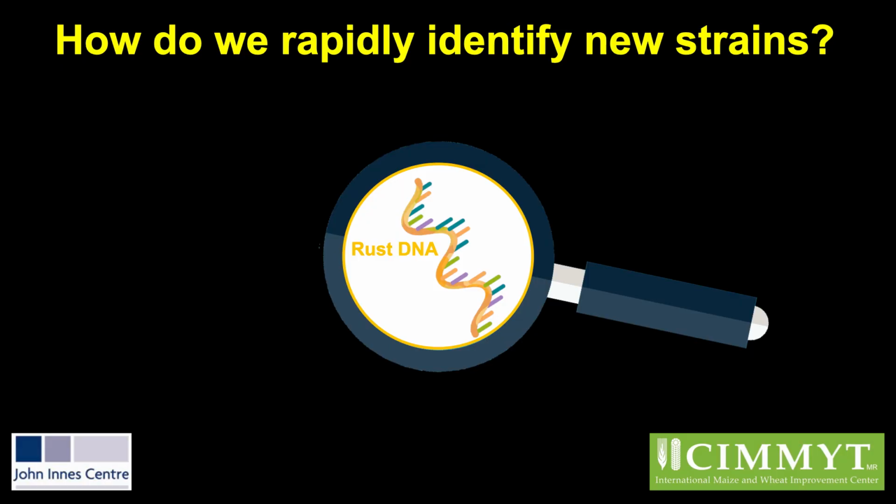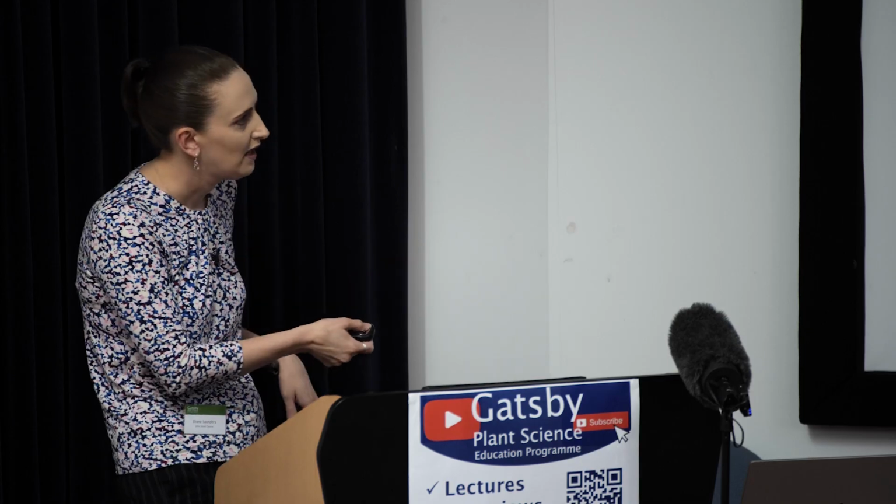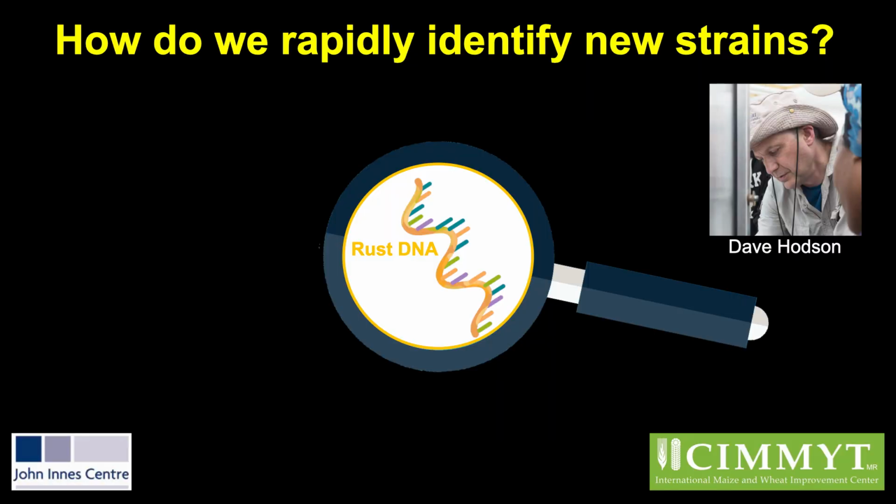Okay, so how do we rapidly identify new strains? And here I firstly wanted to introduce you to my collaborator, Dave Hodson at CIMMYT. So he works at the International Maize and Wheat Improvement Center, and they're based all over the globe, but their headquarters is in Mexico. And so the work I'm going to talk about is very much a collaboration between my lab and Dave's team, and also with all of the local scientists on the ground.